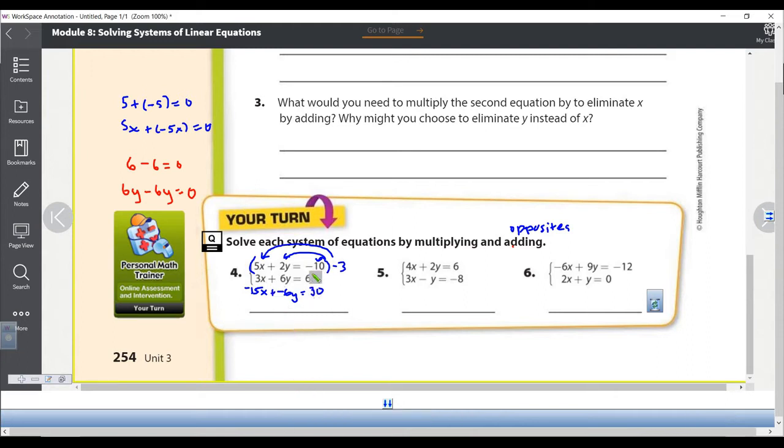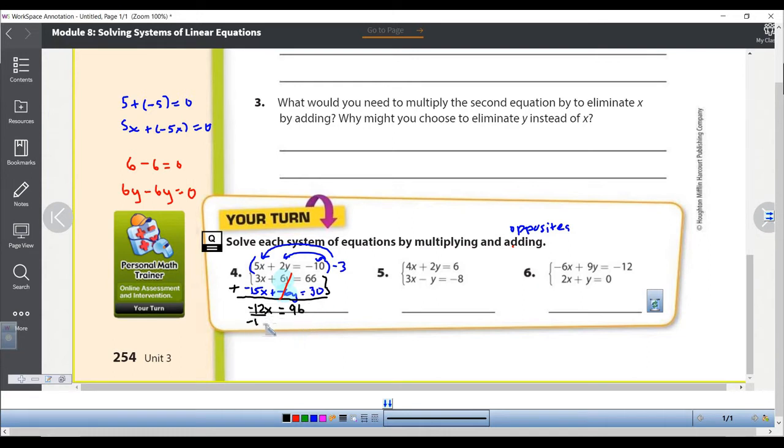But now what do I have? Right here and right here, I have a positive 6y and a negative 6y. And I can then add those together. So I'm adding these two equations together now, and I get positive 3x plus negative 15x is going to give me negative 12x. What's going to happen to these two? They're opposite, so they're going to cancel. And then here I'm going to have 66 plus 30, which is 96.